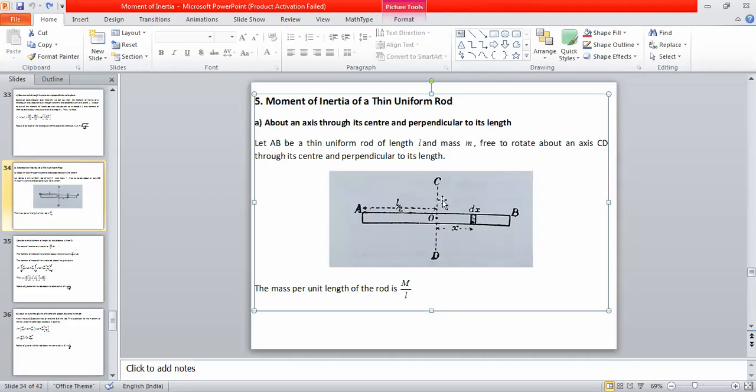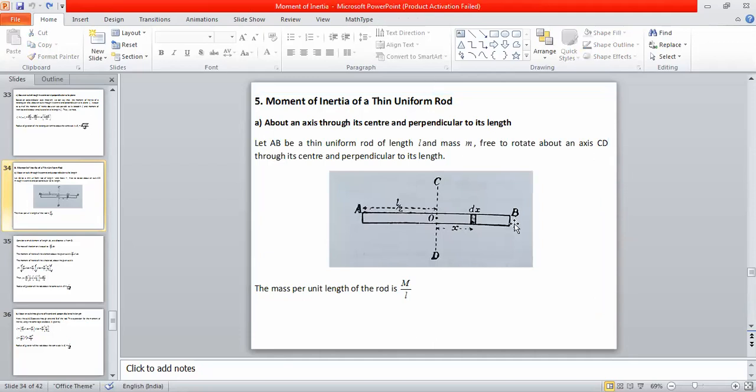Okay, so it is either passing through the end A or passing through B. Are you following? Yes, sir. So now the axis CD is not passing through the origin, the center O. It is passing through either end A or end B. If it is passing through end A or end B, the moment of inertia is the same because it is a thin uniform rod.